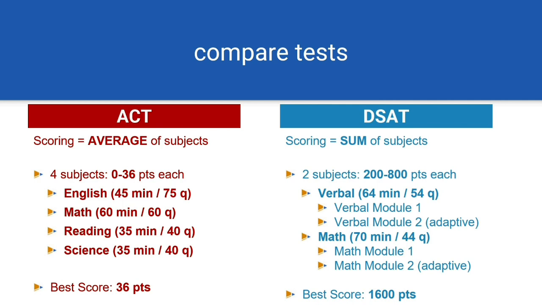And then on the digital SAT, each subject is from 200 to 800 points, and they add those together. So the best score you can get is 1,600 points. As you can see, these are the English, math, reading, science for the ACT in order, and on the SAT you get the two verbal modules first, and then the math module second.